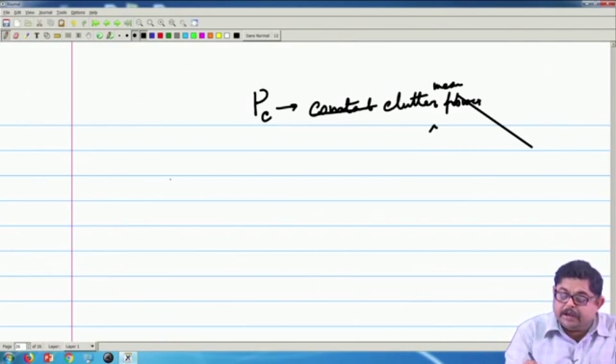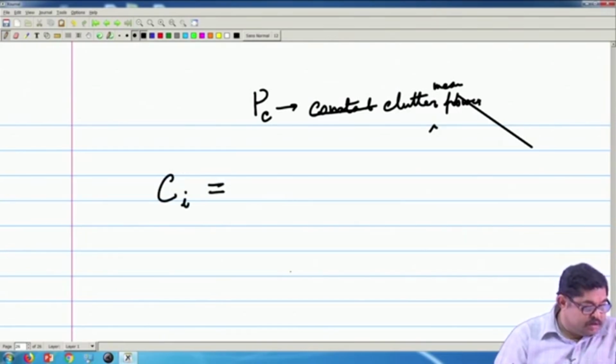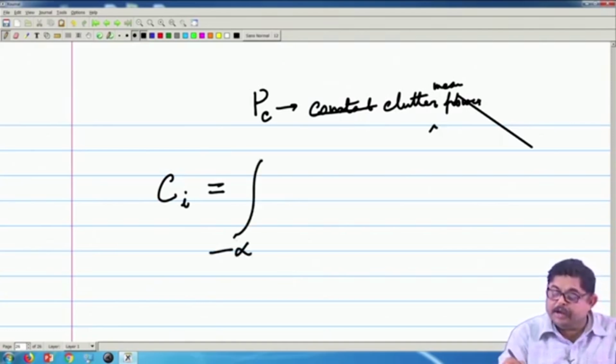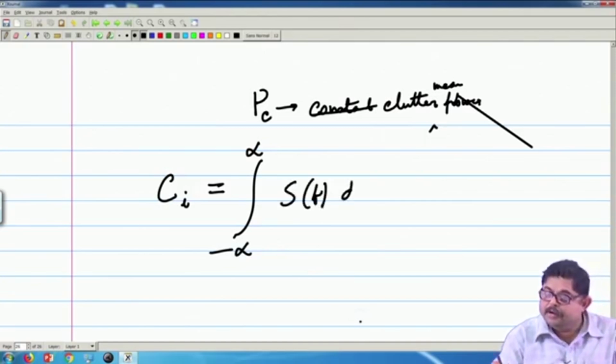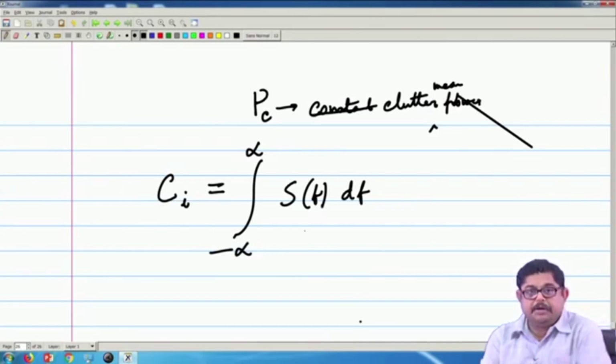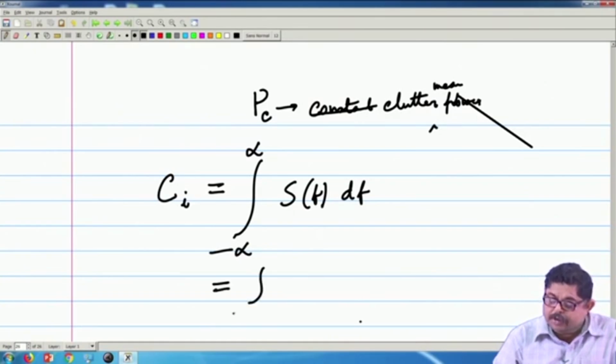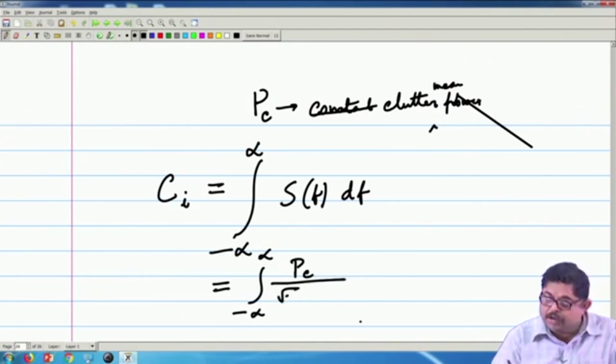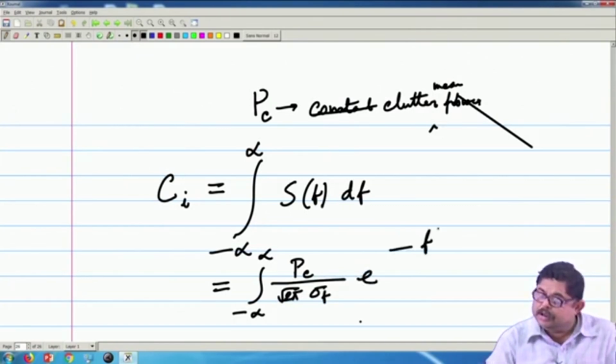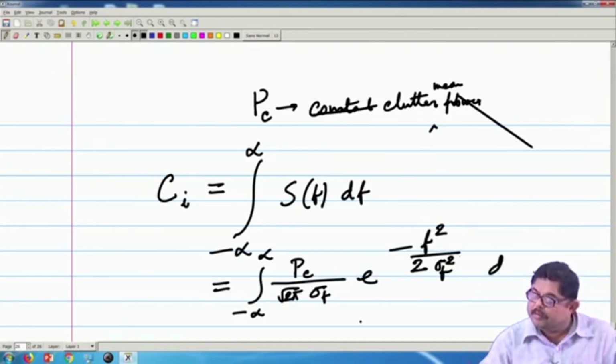So, now I can calculate from that what is the input power. Input power will be from minus infinity to infinity S(f) df. This is the power spectral density S(f). So, if I integrate over all frequency, I will get the integration of Pc by root over 2 pi sigma f e to the power minus f square by 2 sigma f square df.